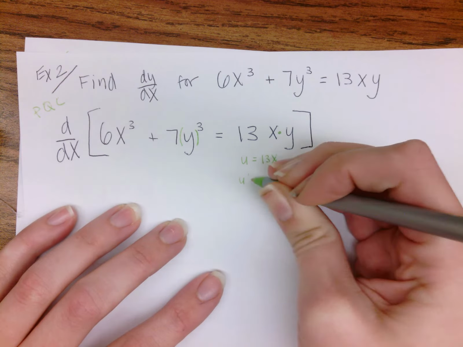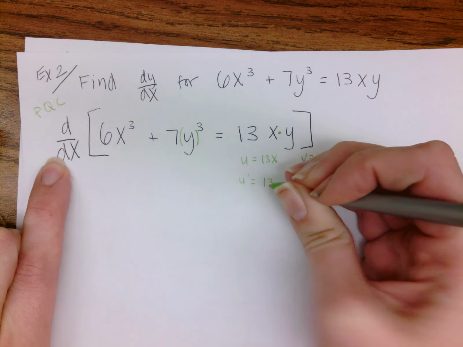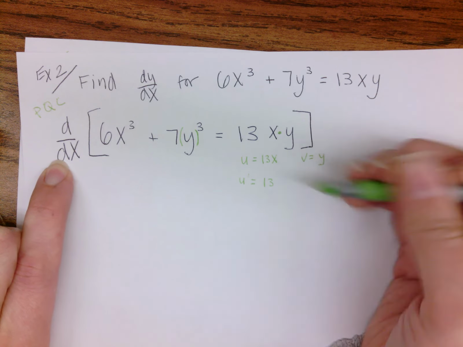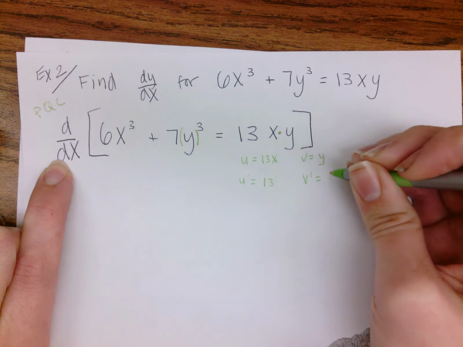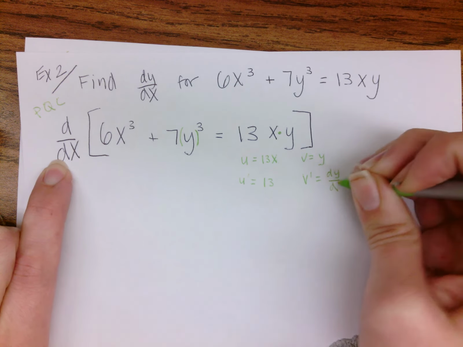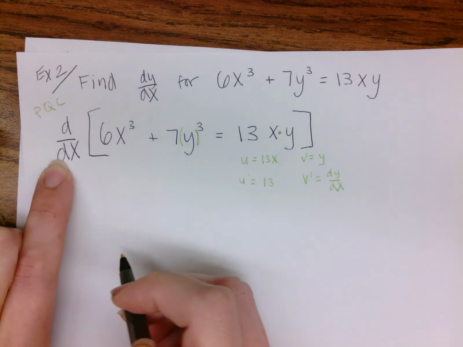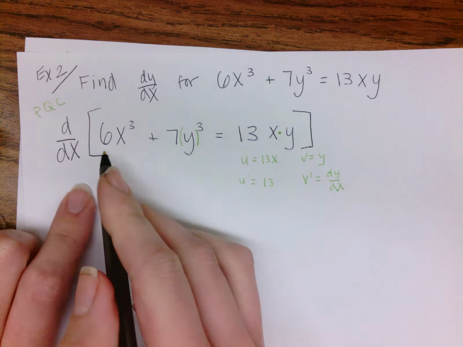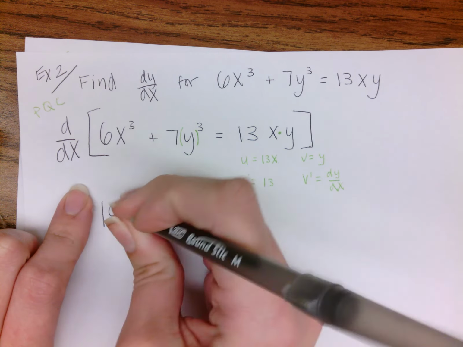u prime, we're differentiating with respect to x here, so u prime is just 13. I don't need d/dx because that would be 1. And v prime, the derivative of y, that's dy/dx. So now that I've considered P, Q, C, I'm ready to differentiate each term. I'm going to start with 6x cubed. Power rule as always, the derivative of 6x cubed is 18x squared.